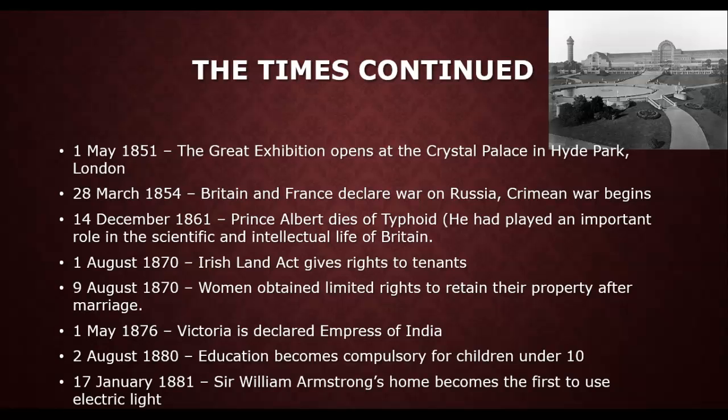August 2nd, 1880, education becomes compulsory for children under 10. So they stopped having kids work so much. Do you think that really stopped it? No. But you did see more kids going to school.